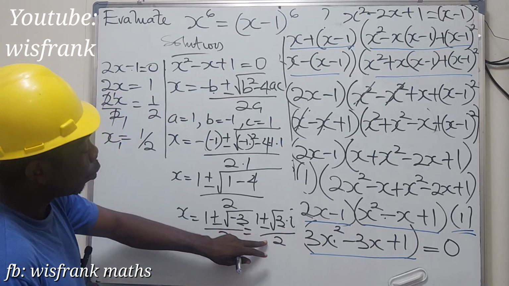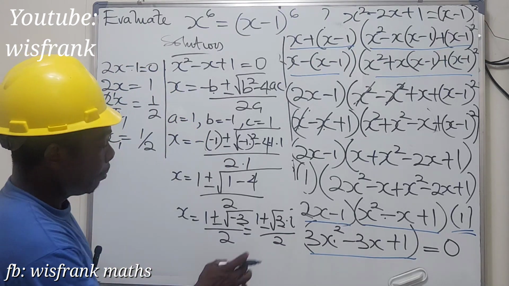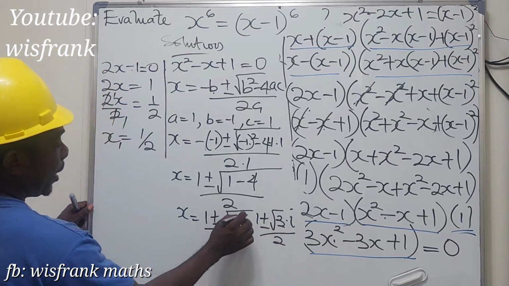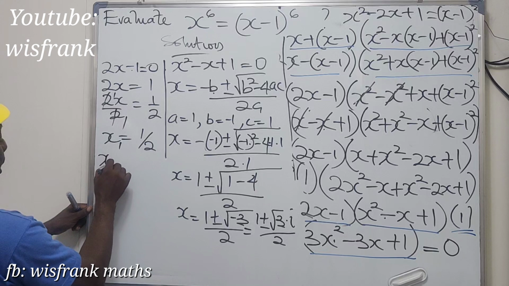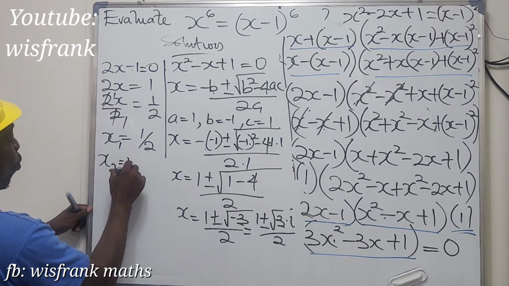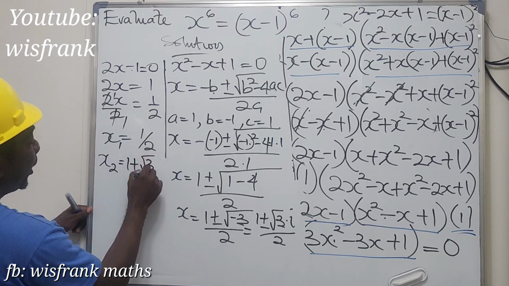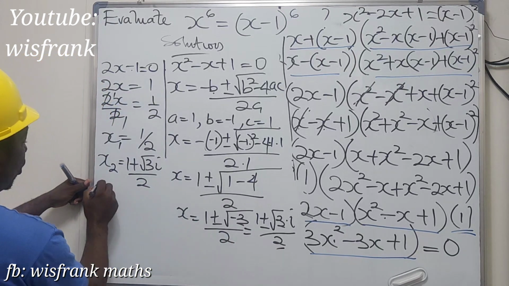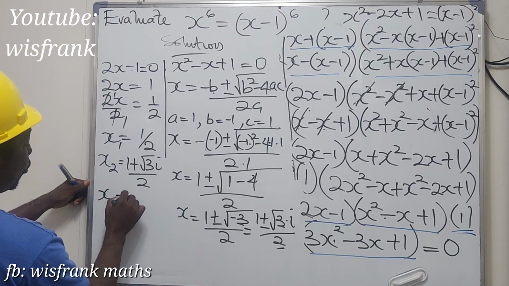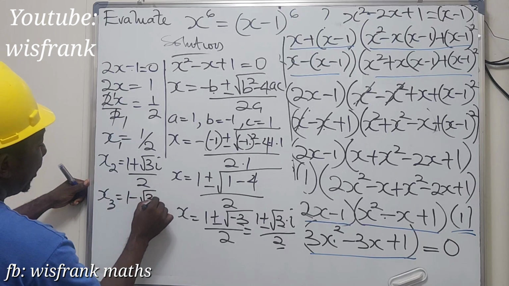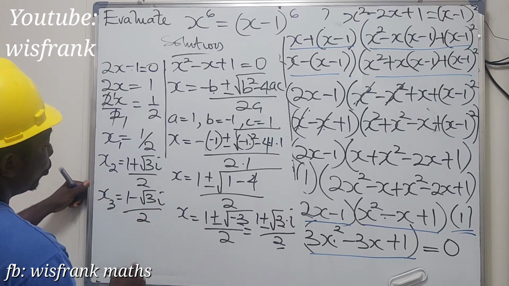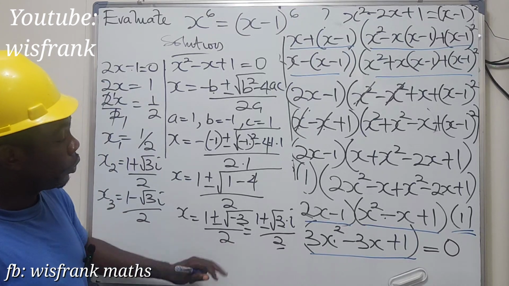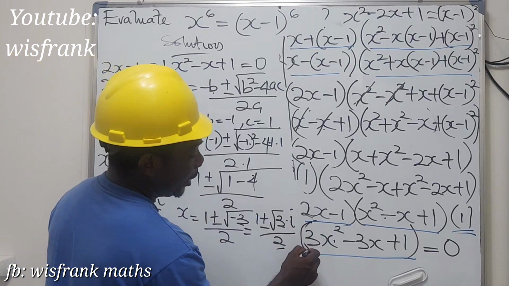So in this case, we have two values of x because it's plus or minus. Let's say our x2 equals 1 plus root 3i all over 2. That is for the first one. Then the second one, which is x3, equals 1 minus root 3i all over 2. So those are the two values of x that we have from here. So the last parenthesis is this.